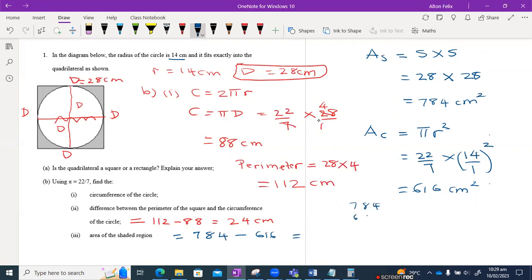784 minus 616. And borrow 1 here, 7, 14, 8. All right, so it's looking like 168. So that's the difference, 168 centimeters square.